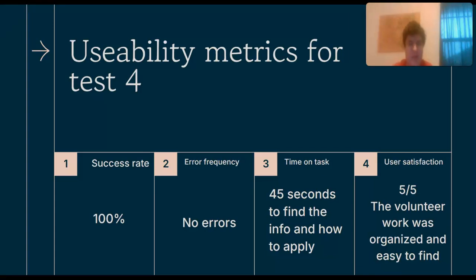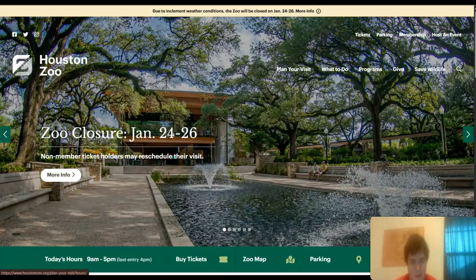It took 45 seconds to find the info and how to apply for all the volunteer work that was available. Overall, user satisfaction was another 5 out of 5. The volunteer work was organized and easy to find. Our final task is, can the user book tickets to go to the zoo?